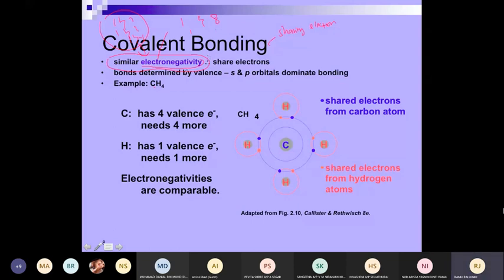Okay. So bonding is determined by valence electrons, and s and p orbitals dominate bonding. Example: CH4. We require 4 H atoms, 1, 2, 3, 4. Each has 1 valence electron, and it will share with 1 valence electron from carbon. So to make it 8, 8 will be a stable atom.